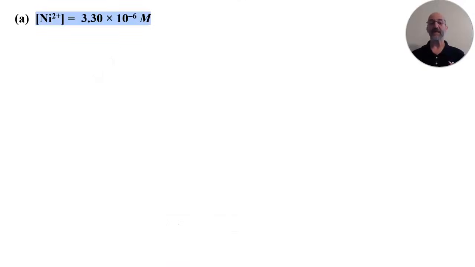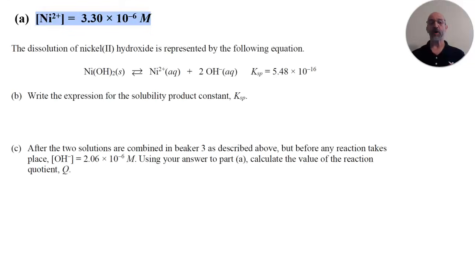So there is our answer to part A, just so we have a chance to make a note of that. So part B talks about the dissolution of a substance known as nickel(II) hydroxide. Nickel(II) hydroxide has the following chemical formula: Ni(OH)2. That's a solid on the left, and then there's the aqueous ions on the right.